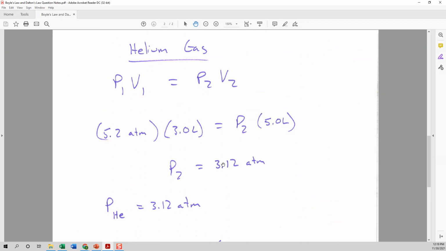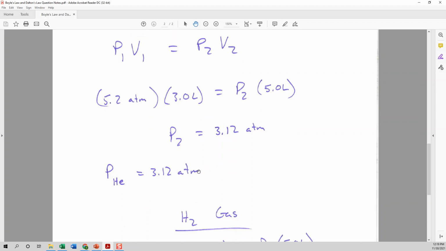So the new pressure will be 3.12, and that should make sense. The same amount of helium is occupying a bigger space, so the pressure of helium is going to decrease, right? As volume increases, pressure decreases. So we go from 5.2 to 3.12. Okay, great. So that's our new partial pressure of helium. That'll be the pressure due to helium.